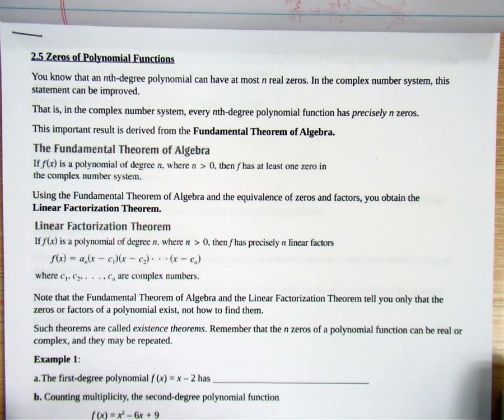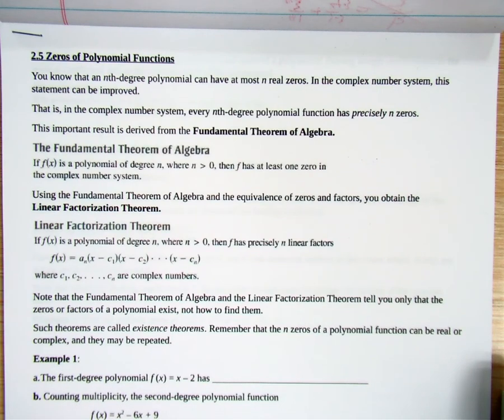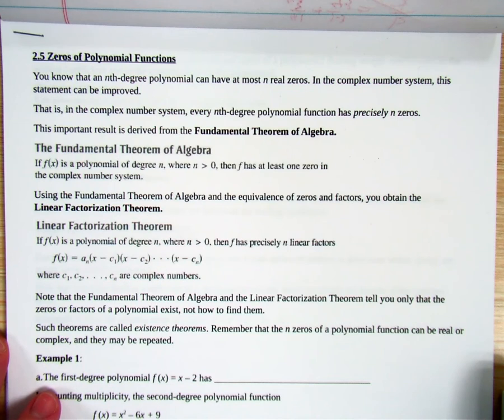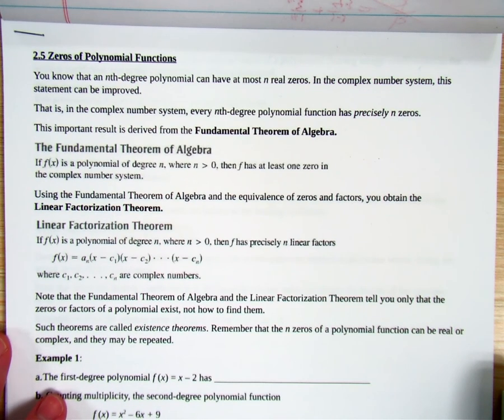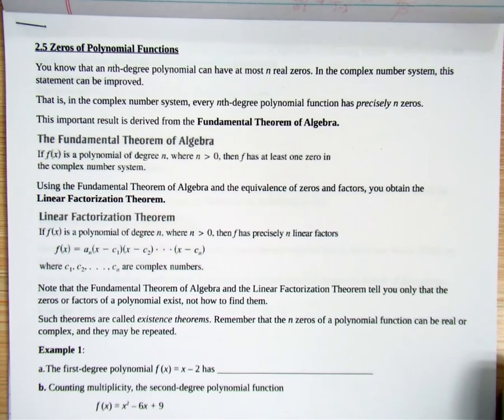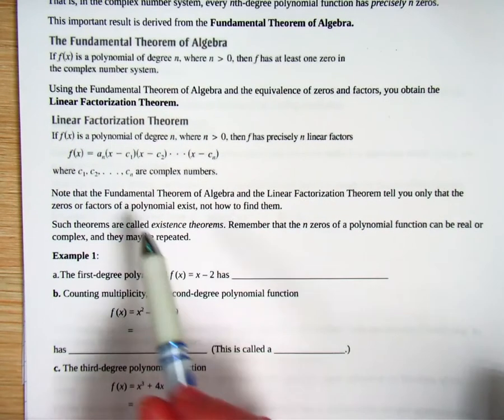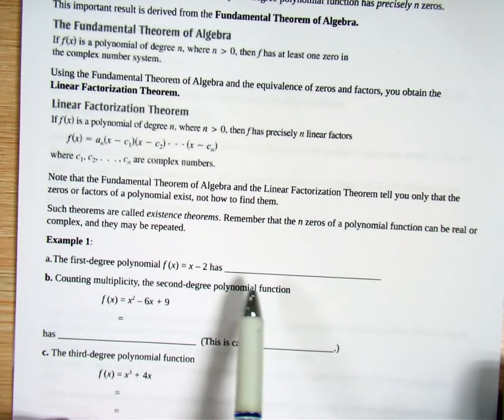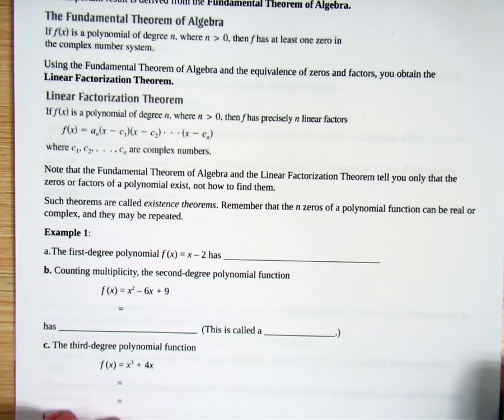You know that an nth degree polynomial can have n real roots. In the complex number system, the statement can be improved. In the complex number system, every nth degree polynomial function will have precisely n roots. So if we're talking complex numbers, we can guarantee that it will have that number of roots as whatever the biggest power is in your function. So we can break those all down into linear factorization with all the roots. So let's get to it.